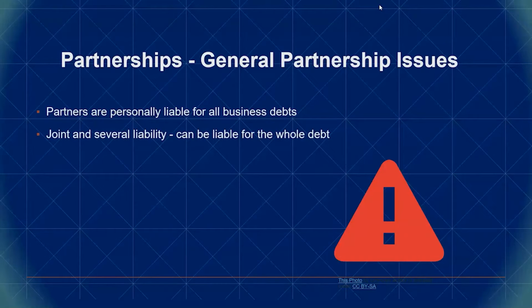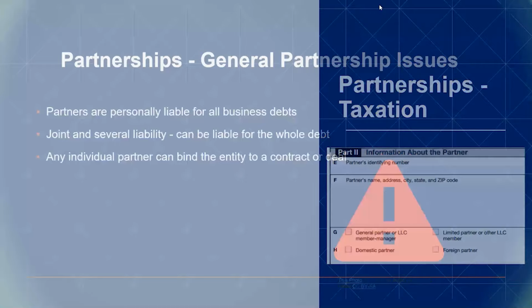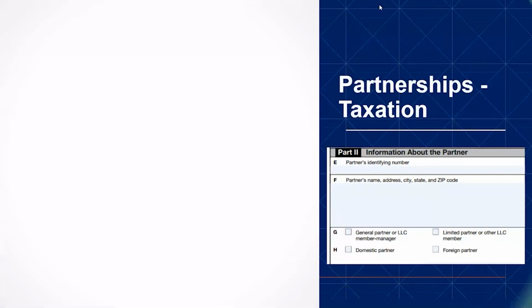It basically refers to the concept of joint and several liability, which means that even though you were, say, a 50% partner with your brother or your cousin in a partnership, and your brother or your cousin go out and incur a debt, you're liable for the whole debt if it's in the name of the partnership. Any individual partner in a general partnership generally can bind the entity to a contract or a transaction. So it's risky to get involved in a general partnership.